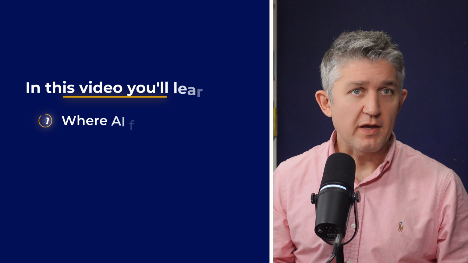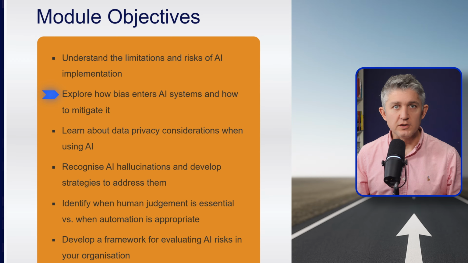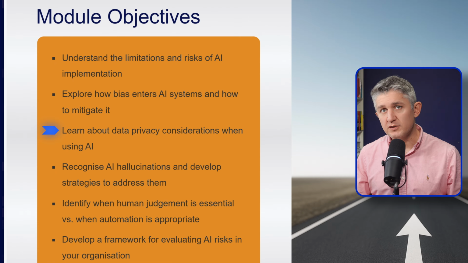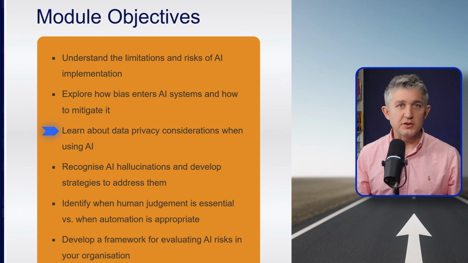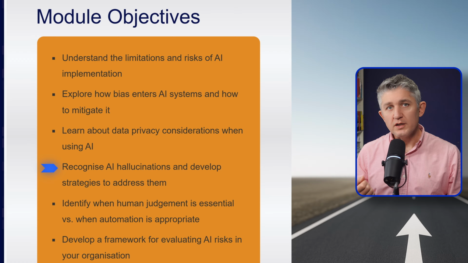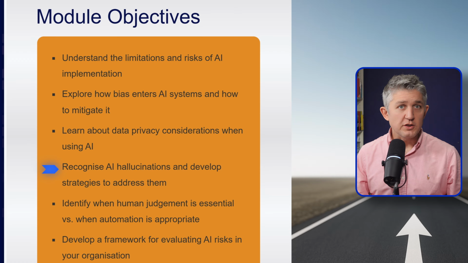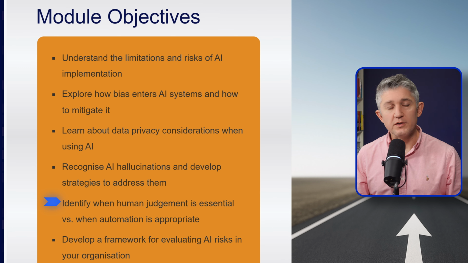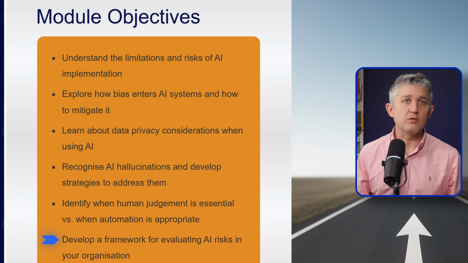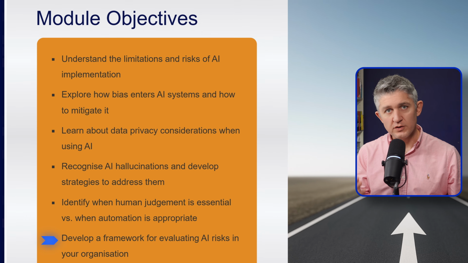We will explore how bias enters AI systems and the practical ways to mitigate it. We will talk about data privacy considerations whenever AI touches personal information. We'll quickly explore how to spot hallucinations and also how to reduce them, and when human judgment is essential versus when automation is appropriate. Finally, we will finish with the framework to evaluate AI risks in your organization.